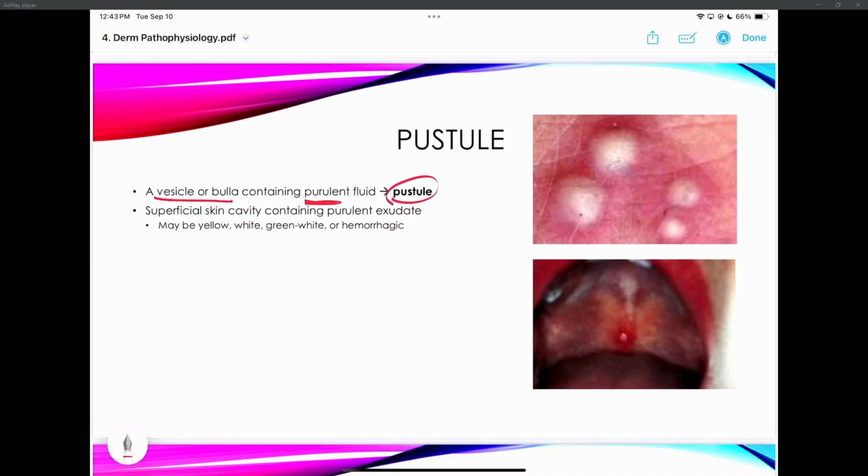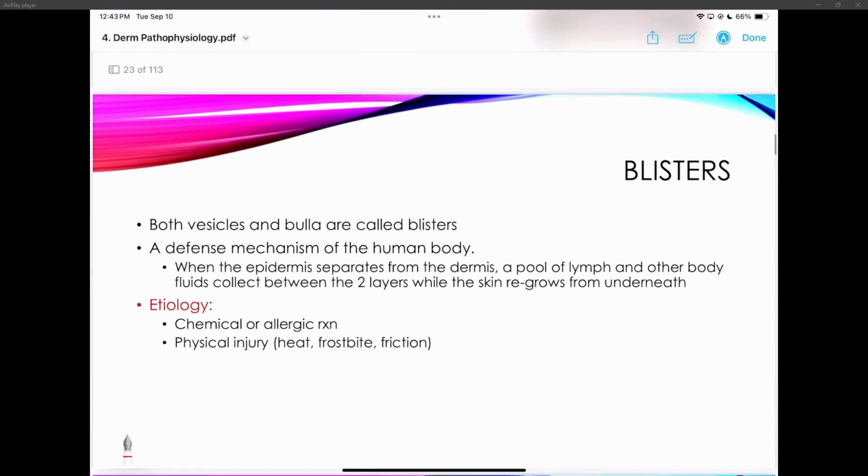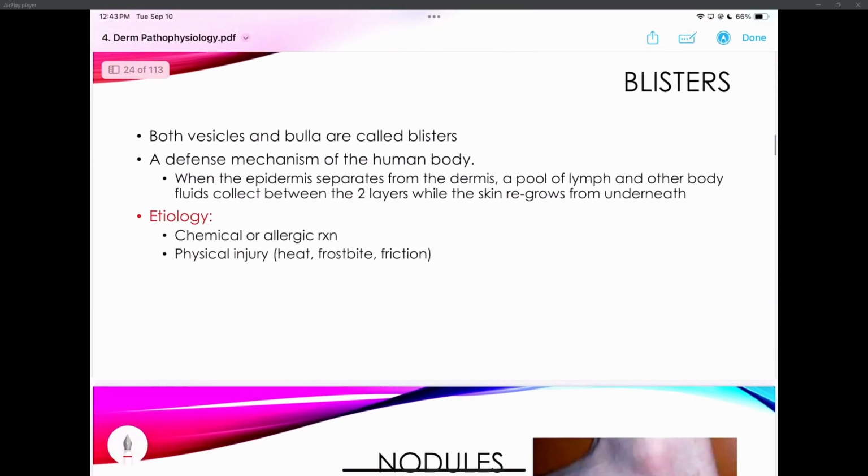Superficial skin cavity containing that purulent exudate, maybe yellow, green, white, or hemorrhagic, depending on what's going on with the skin at that time. So those are pustules. Blisters, so both vesicles and bullae can be called blisters. Blisters are a defense mechanism of the body. Basically, the dermis layer and the epidermis split just from constant friction back and forth.